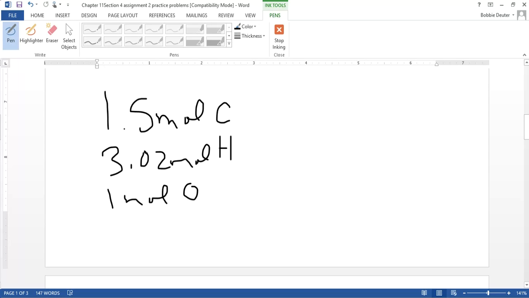Well, we could round this here to simply 3. That would make sense. However, that does not make up for a 1.5. So what we're going to do is take the smallest number that we can multiply this by to get a whole number. So 1.5, we can multiply that by 2, and that gives us 3 moles of carbon.